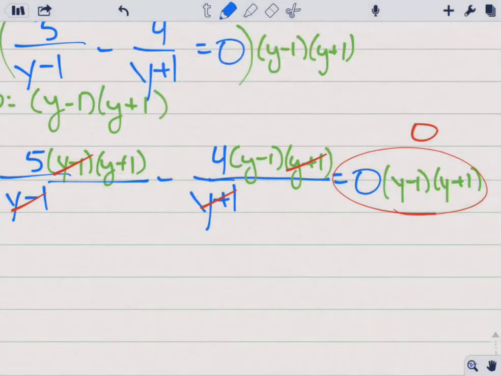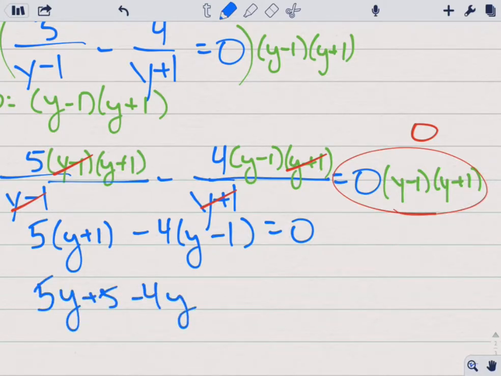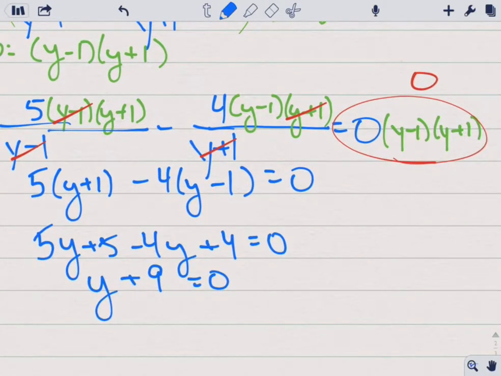So I get 5 times y plus 1 minus 4 times y minus 1 equals 0. Distribute: 5y plus 5 minus 4y plus 4 equals 0. Combine like terms. 5y minus 4y is y, plus 5 plus 4 is 9 equals 0. Subtract the 9, I get y is equal to negative 9.